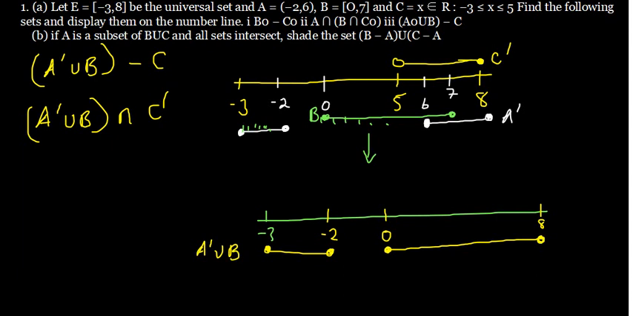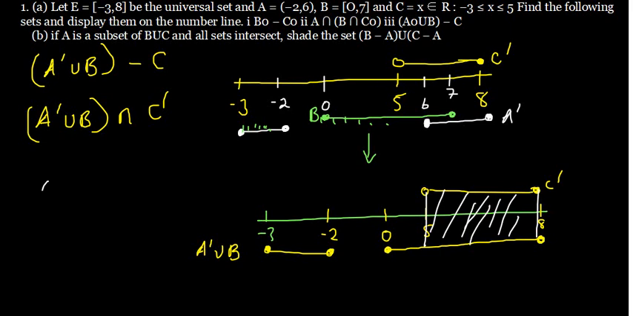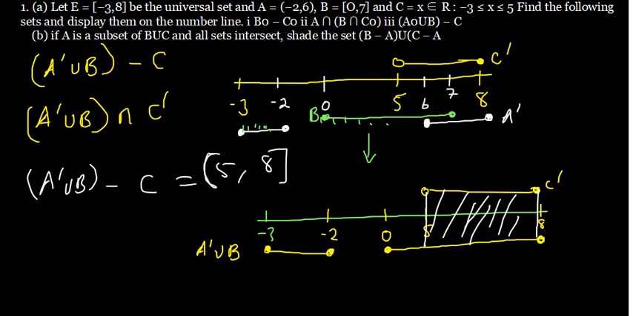So now we want where this is intersecting with A complement, and A complement is starting from 5 up to 8. Sorry, not A complement but C complement. So the intersection, we can clearly see this is the region here, because the question is saying and show on the number line, so you also need to show. Therefore A complement union B minus C is going to be from 5 up to 8. 5 is not part of the intersection, but 8 is part of the intersection, so that is going to be the answer.